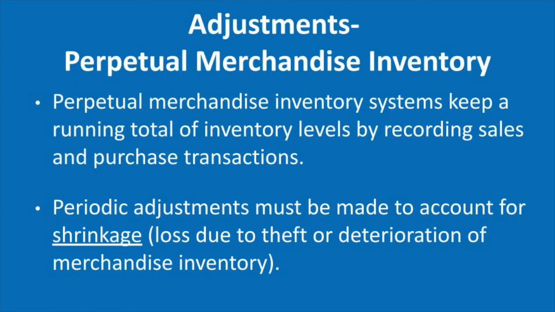So next we talk about adjustments. What are some of the adjustments that we need to make in the perpetual merchandise inventory system? Well, perpetual merchandise inventory systems keep a running total of inventory. We know that. And we have to record the sales and record the purchases. And periodic adjustments must be made to account for shrinkage. Every once in a while, the inventory goes down for some unknown reason. It gets stolen, it gets broken, it disappears, something happens, some form of loss.